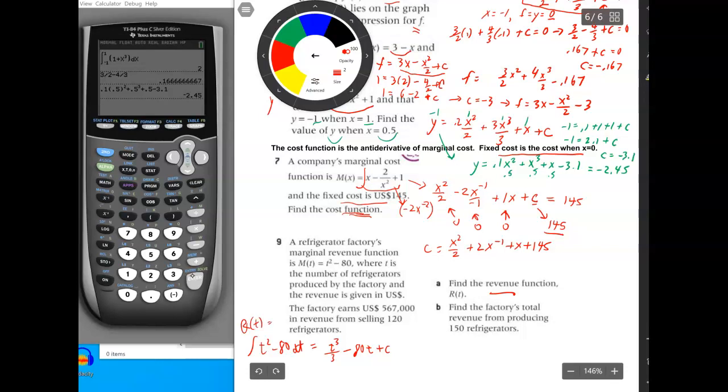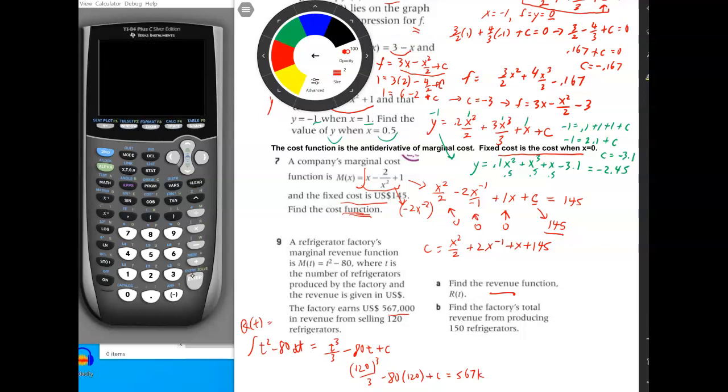Okay, and the only thing I don't know is what the c value is. They give me information to figure out what the c value is. They told me that the factory earns $567,000 in revenue when selling 120 refrigerators. Remember, t is the number of refrigerators. So if I put in 120 refrigerators for t, then that revenue function gives me $567,000. I could use algebra or the calculator to figure out what c is here.